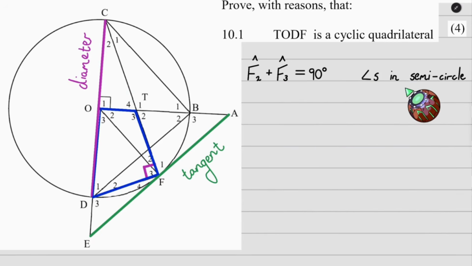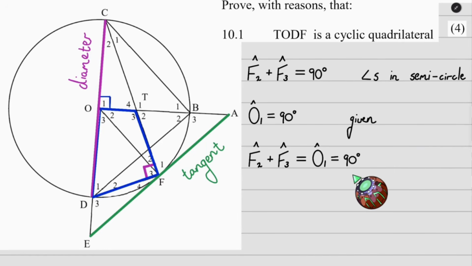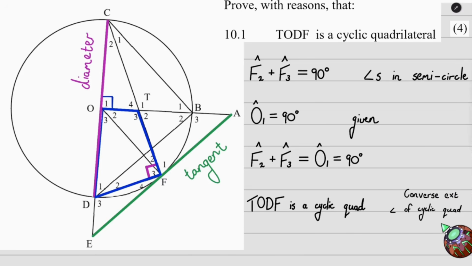After I clap that statement and reason down, I'm going to show them the link between this 90 and this 90. So I've got to show them I recognize this was 90. So I'm going to say O1 equals 90 degrees given. And after I show that, I'm going to link these two. I'm going to show that F2 plus F3 equals O1 because they both equal 90. And now I'm going to leap into my conclusion. So I'm going to copy paste this. TODF is a cyclic quadrilateral. And then my reason for that line is the one we discussed earlier, converse exterior angle of cyclic quad.